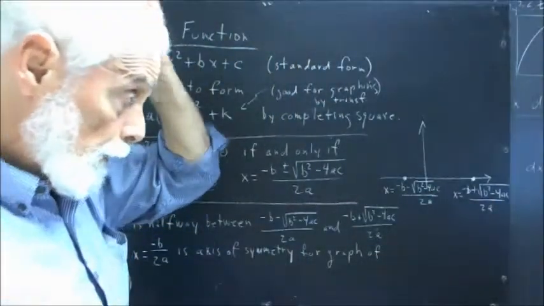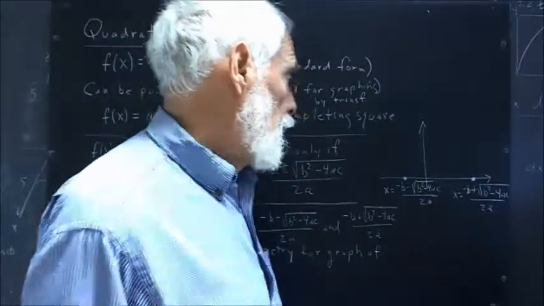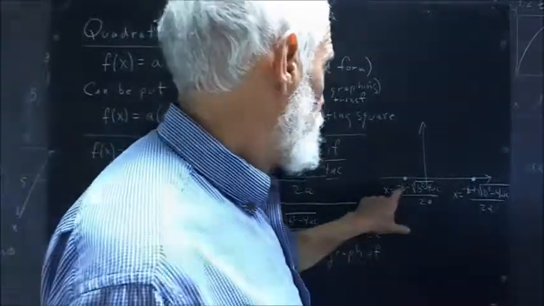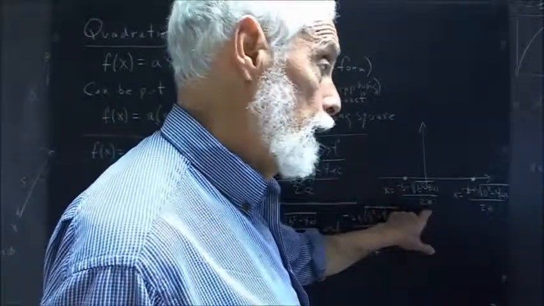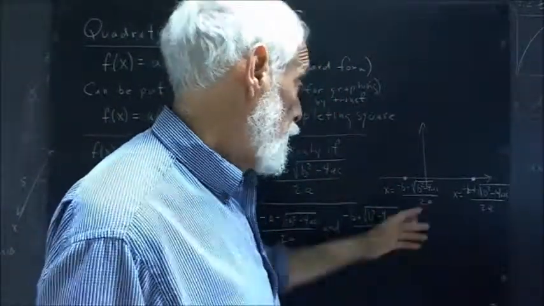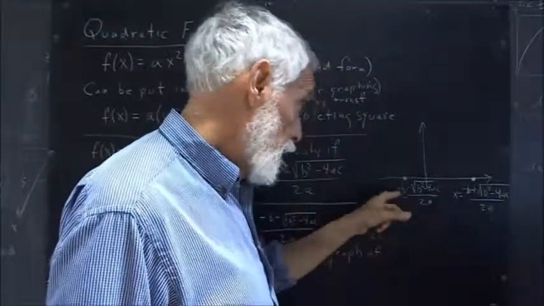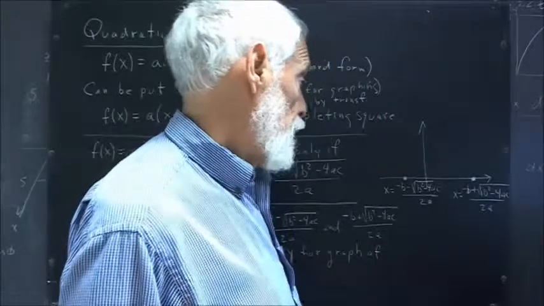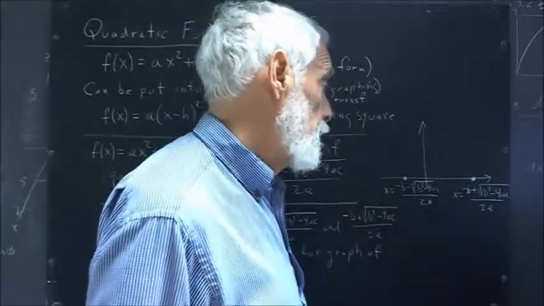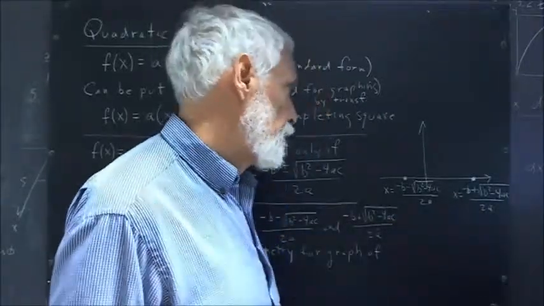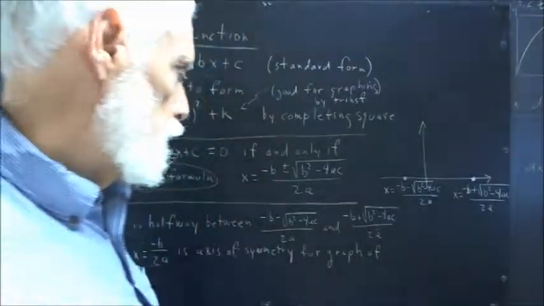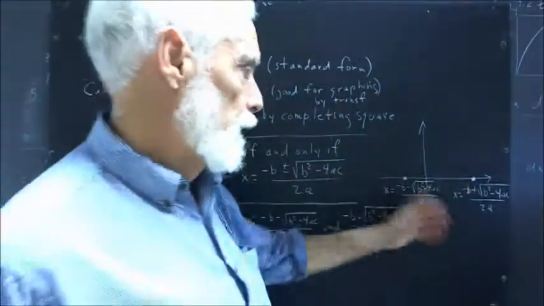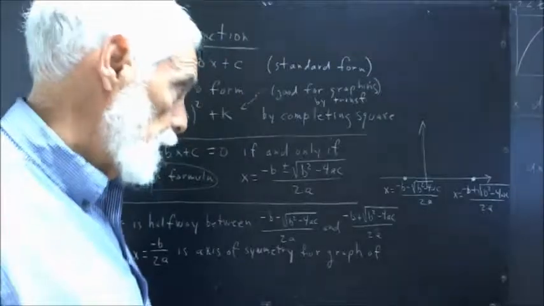And actually I said that wrong. I said if b is positive, I'm going to say if b over 2a is positive, then this is the point that will be to the left, and this is the point that will be to the right. If b over 2a happened to be negative, then that would be reversed, but we don't need to worry too much about that.